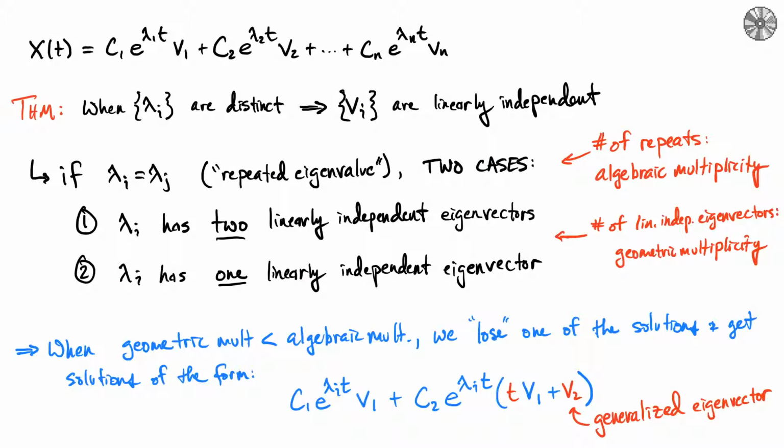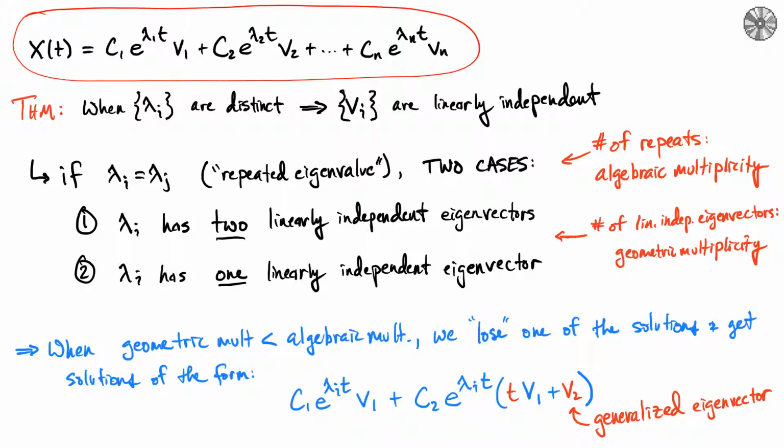So we said that the solution looks something like this. And we also had a little footnote there that said that this is the usual case, but it can get a little trickier. We can leverage this theorem, which says that if we have all distinct eigenvalues, then we will definitely have all linearly independent eigenvectors.